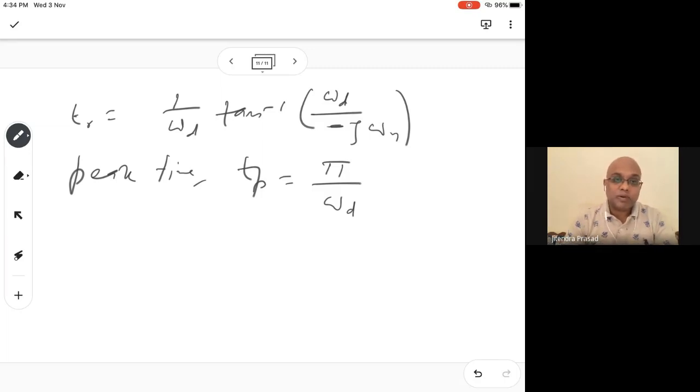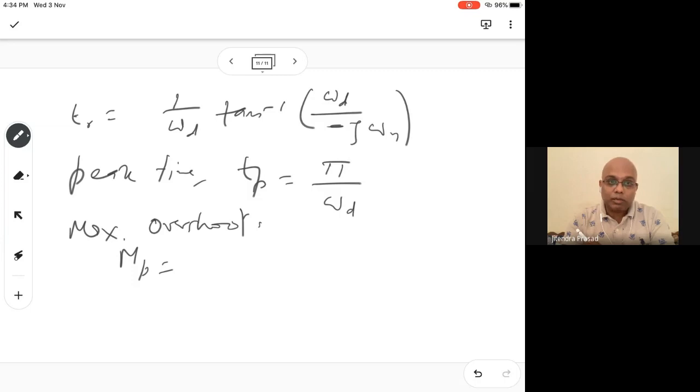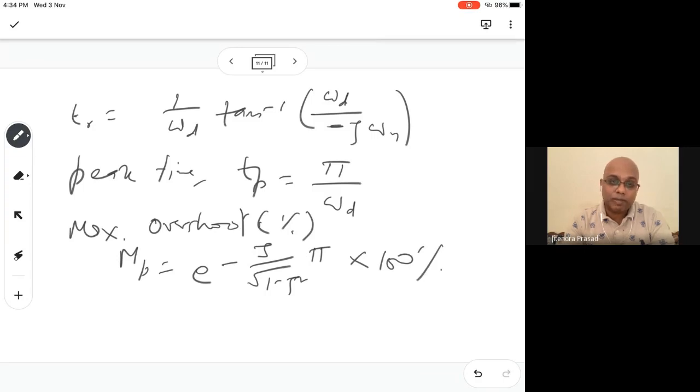Okay, then overshoot and settling time. Overshoot is actually maximum overshoot, and this is calculated in percentage, right? So in percentage we say MP is simply equal to e to the power minus zeta pi over root of 1 minus zeta square. This is the value, multiplied by 100. So this is maximum percentage, because the 100 gives a percentage.